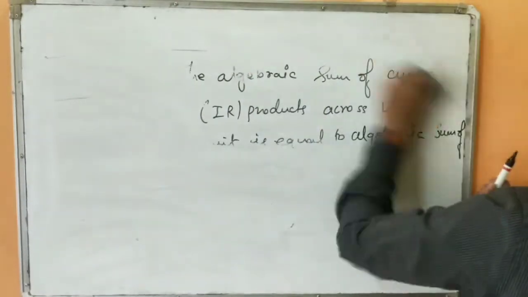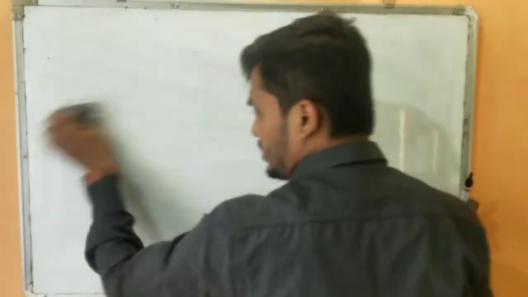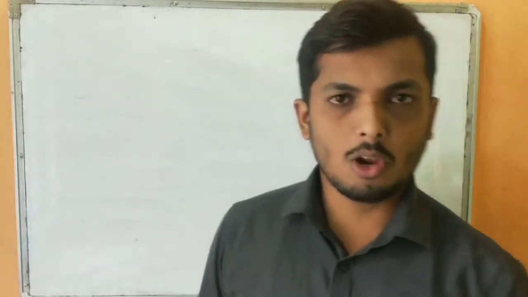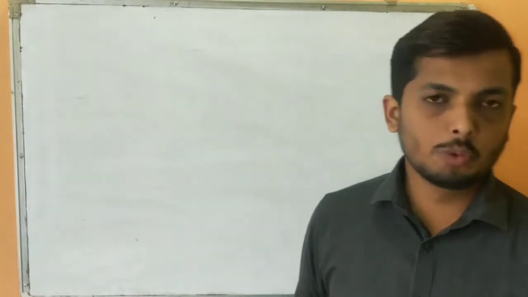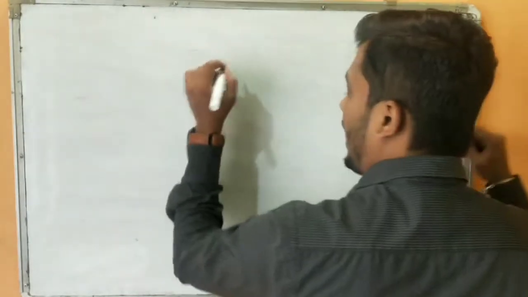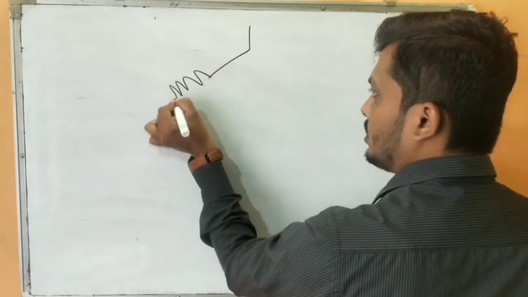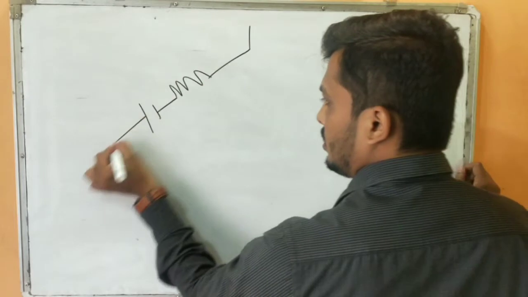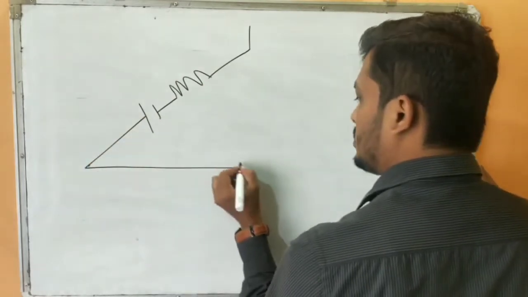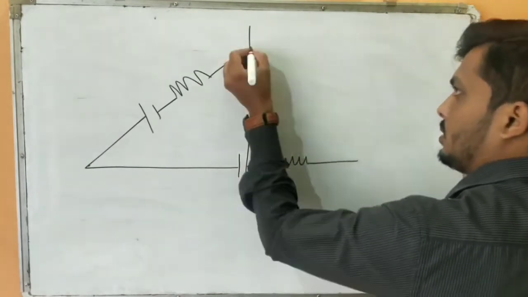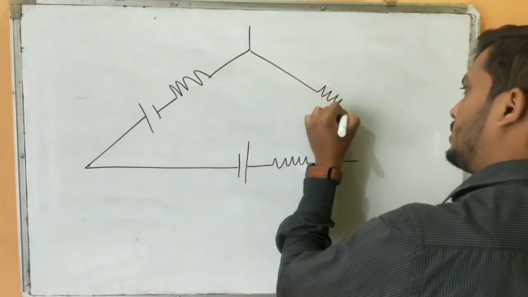So try to understand this. Kirchhoff's voltage law, the second law, is valid for a closed electrical network. So the condition for Kirchhoff's voltage law is that the circuit should be a closed circuit. Suppose I have, we'll draw one circuit diagram. Suppose this is the closed path.